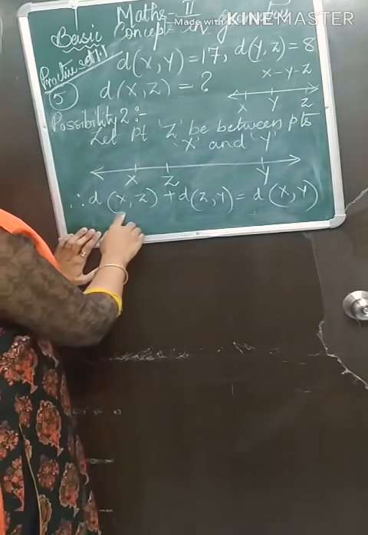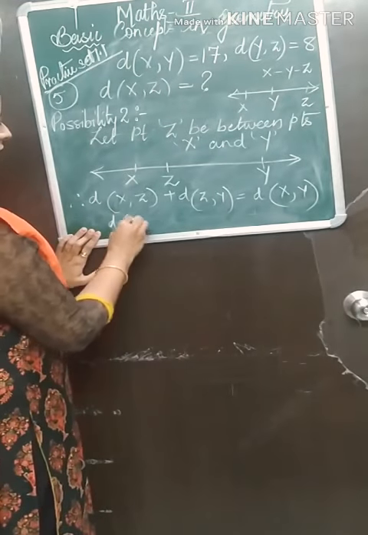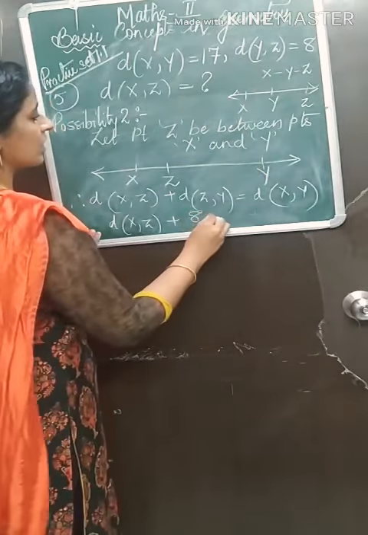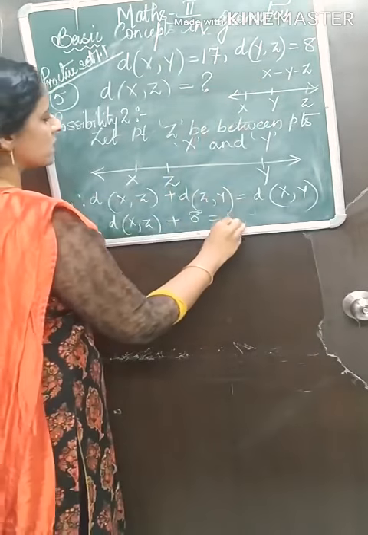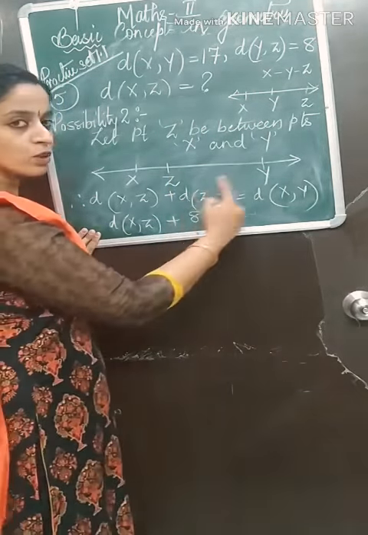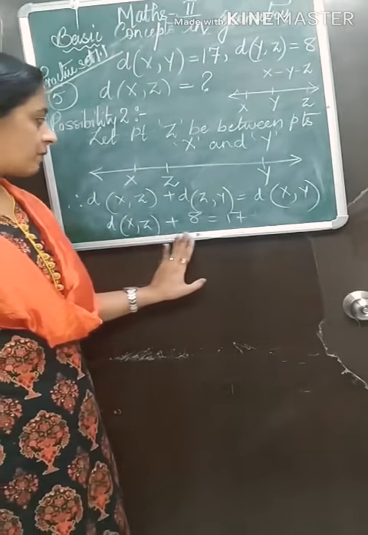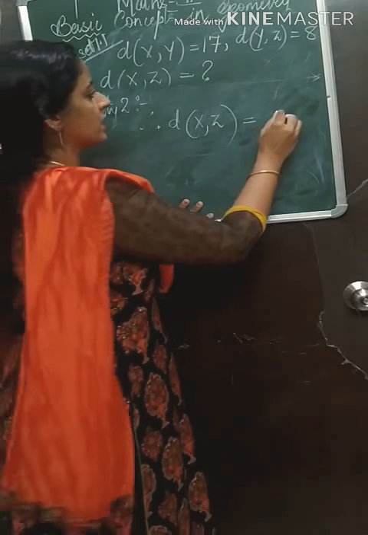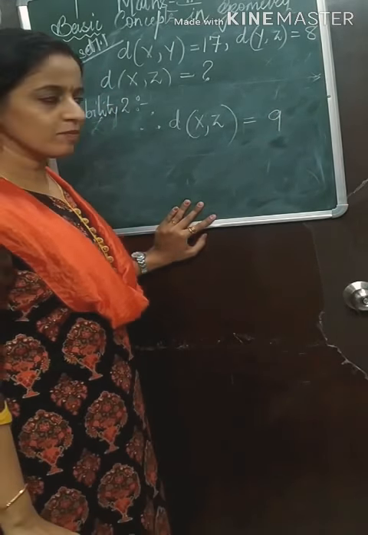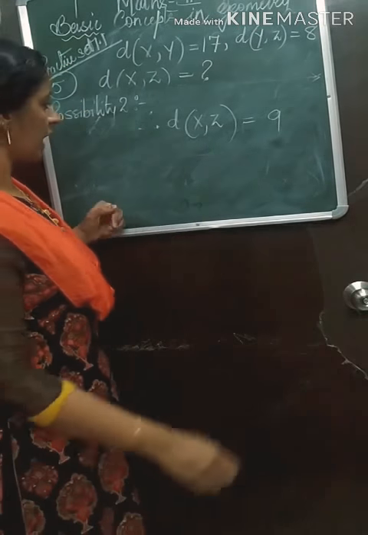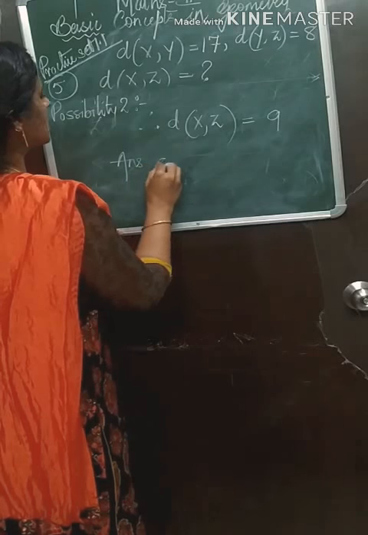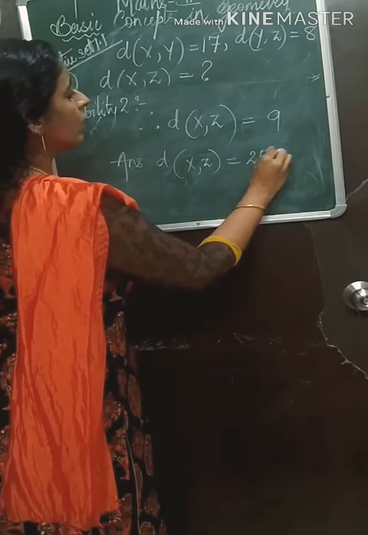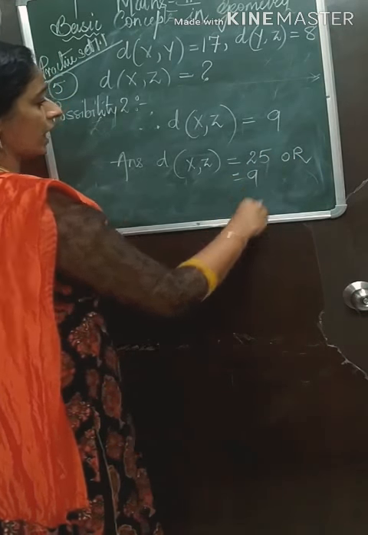Now put the values. X comma z we don't know, so just write x comma z plus z comma y, which is 8, is equal to x comma y distance, which is 17. Now this 8 will go to the other side, so distance between x comma z will be 17 minus 8. So you got the distance between x comma z as 9. Second possibility. Again you will write both the answers: distance between x comma z, first time you got 25, or it will be 9.